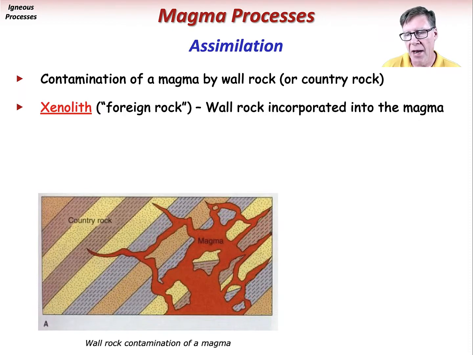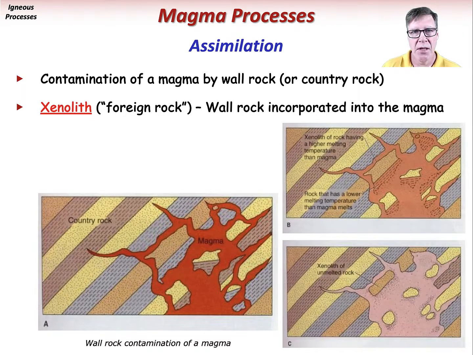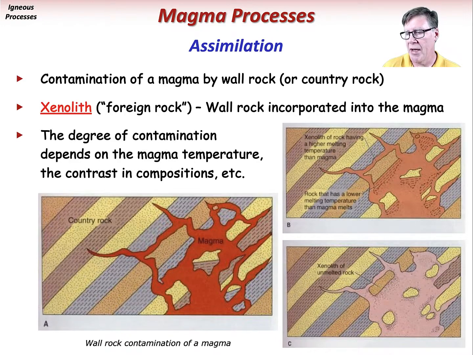If the temperature of the magma is higher than the melting point of the wall rock material, the wall rock will start to melt and begin to assimilate within the magma. This assimilation process usually results in the contamination of the magma and ultimately changes its composition. The degree of contamination depends on the temperature of the magma, the composition of the wall rock, and other factors.